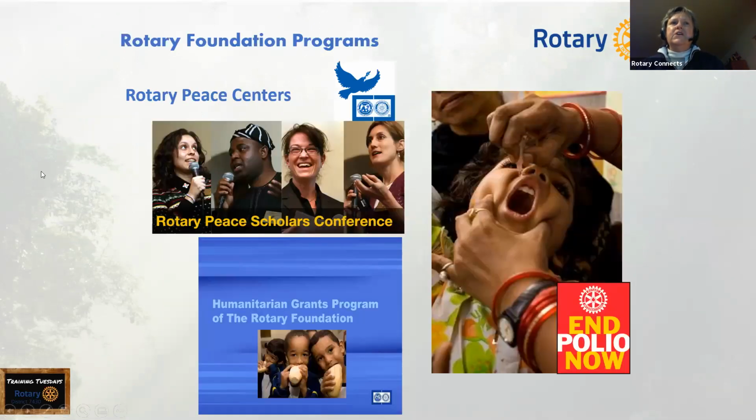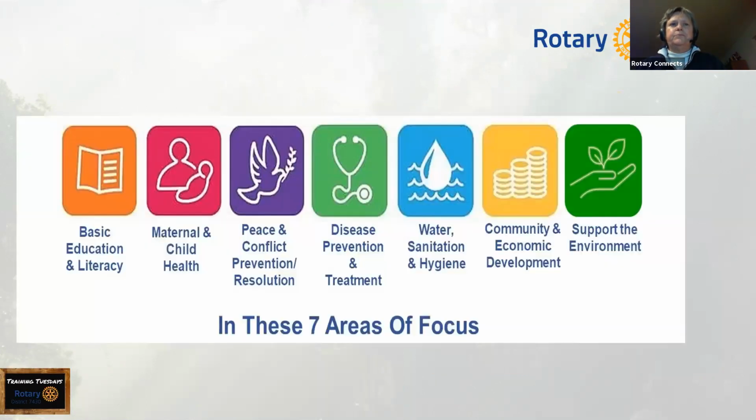The Rotary Foundation programs are divided into 3 broad sections. We, of course, all know about End Polio Now. We also have the Rotary Peace Centers, but what we're focusing on is the humanitarian programs, which is our grants of the Rotary Foundation. And we know that there are 2 types of grants, basically, the district grants, and tonight we're going to focus on global grants.